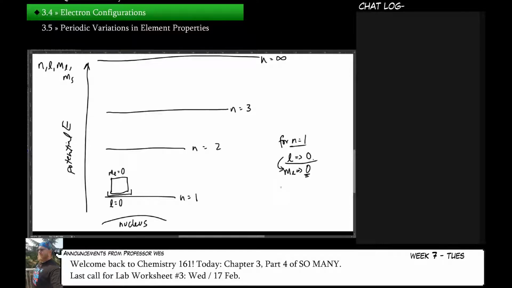And then, of course, we have m sub s. m sub s is always going to be equal to plus or minus 1/2. So when I do put electrons in here, I'm going to have the plus 1/2 and the minus 1/2.